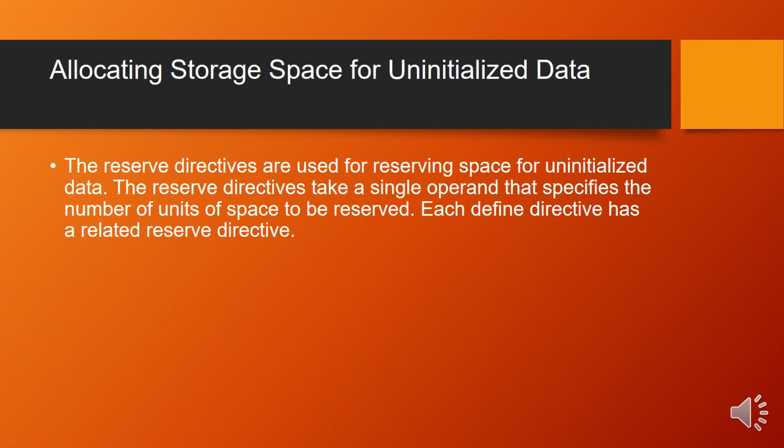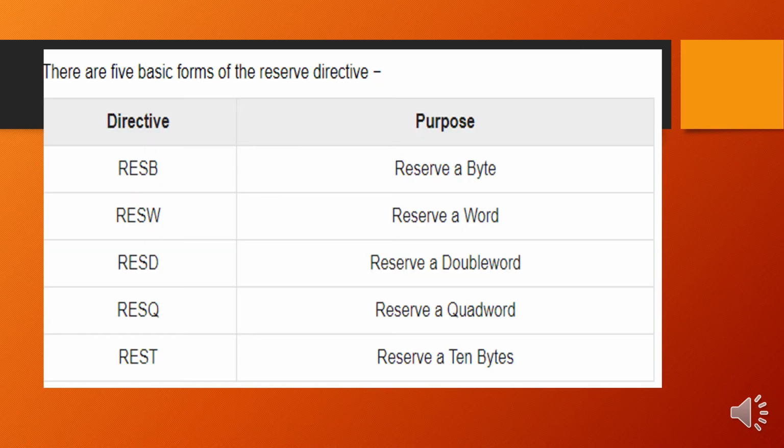The reserve directive takes a single operand that specifies the number of units of space to be reserved. Each define directive has a related reserve directive. Now you can see in this example, if we want to reserve a byte for a particular variable, then we need to use RESB. If we want to reserve 2 bytes, or 16 bits, for a variable, then we need to use RESW, which is reserve word.